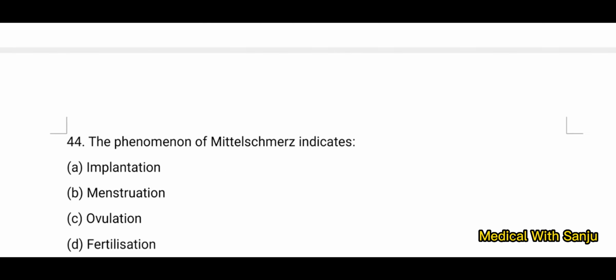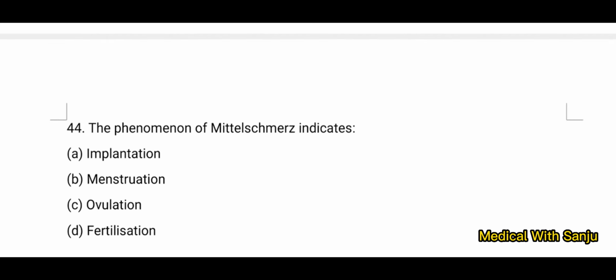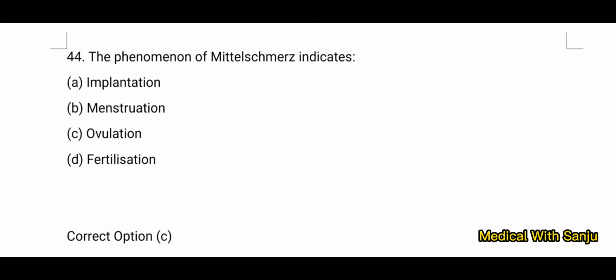Question number 44. The phenomenon of Mittelschmerz indicates option A. Implantation, option B. Menstruation, option C. Ovulation, and option D. Fertilization. Mittelschmerz means pain during ovulation. So it indicates ovulation. Option C.